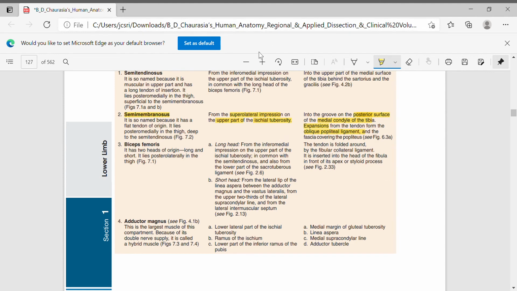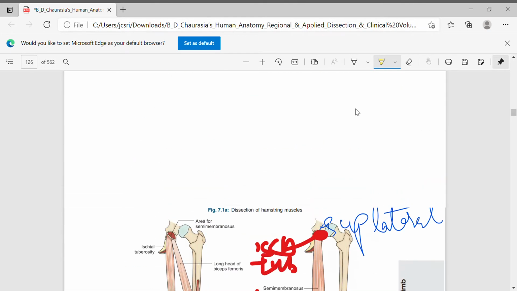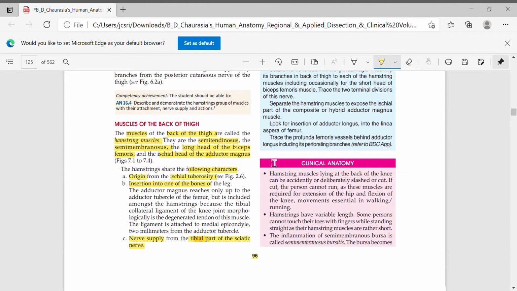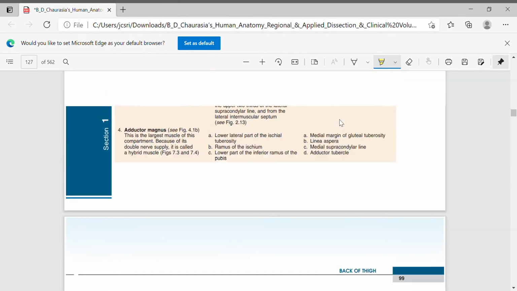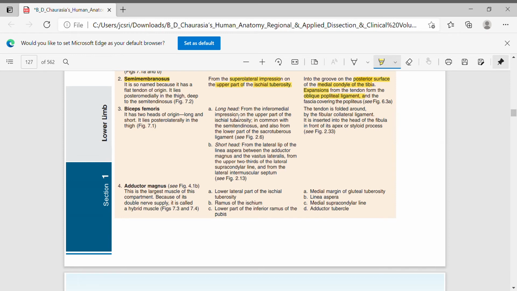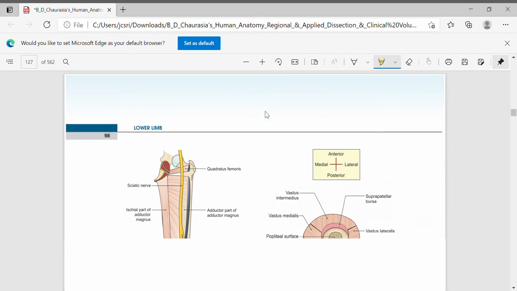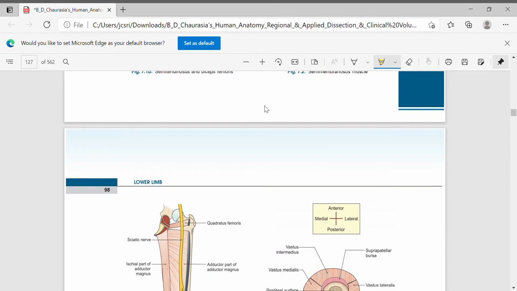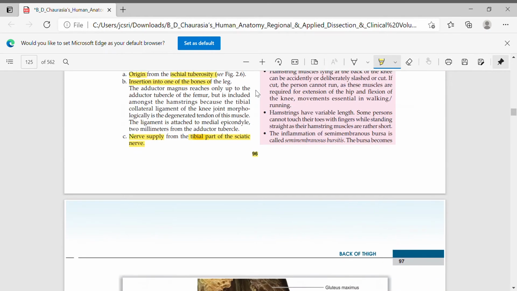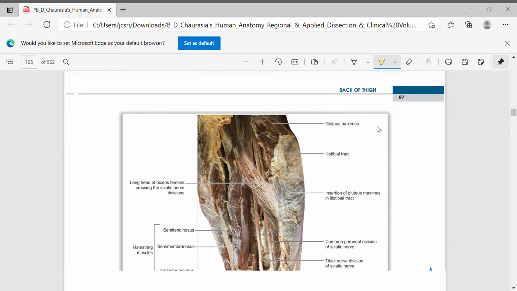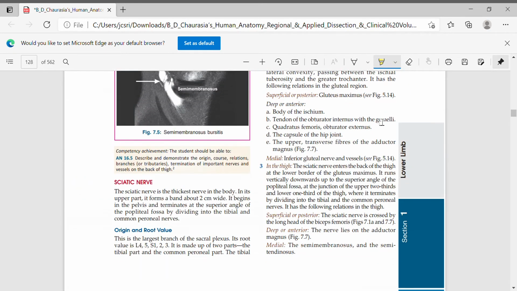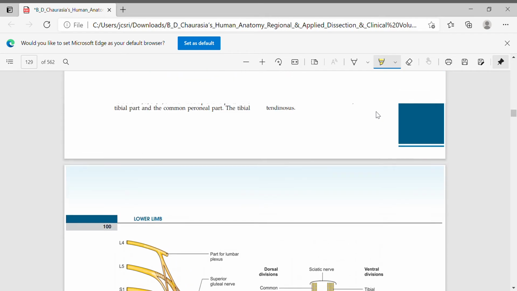Next, you have the biceps femoris. As I told you, the long head of biceps femoris is the hamstring. That is very important. In biceps femoris, you have a long and a short head. The long head is much more important than the short head. The long head is from the inferior medial impression. If you see the image of biceps femoris, you will understand.